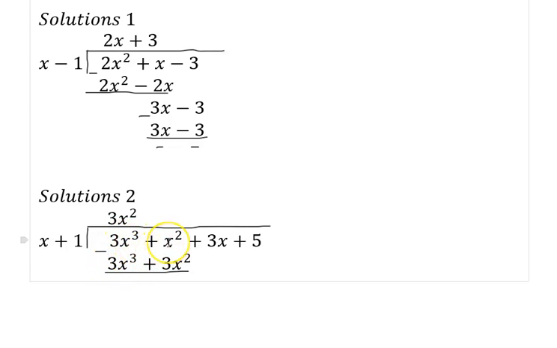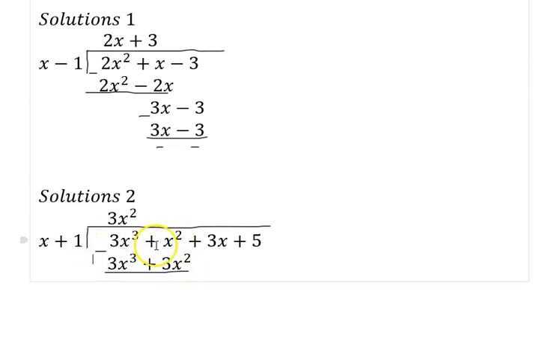So we move to this one. You need to be careful. Put those signs into consideration. x squared minus, there's no need of calling this plus, x squared minus 3x squared. It's just like saying 3x squared minus 1x squared. That's the meaning.